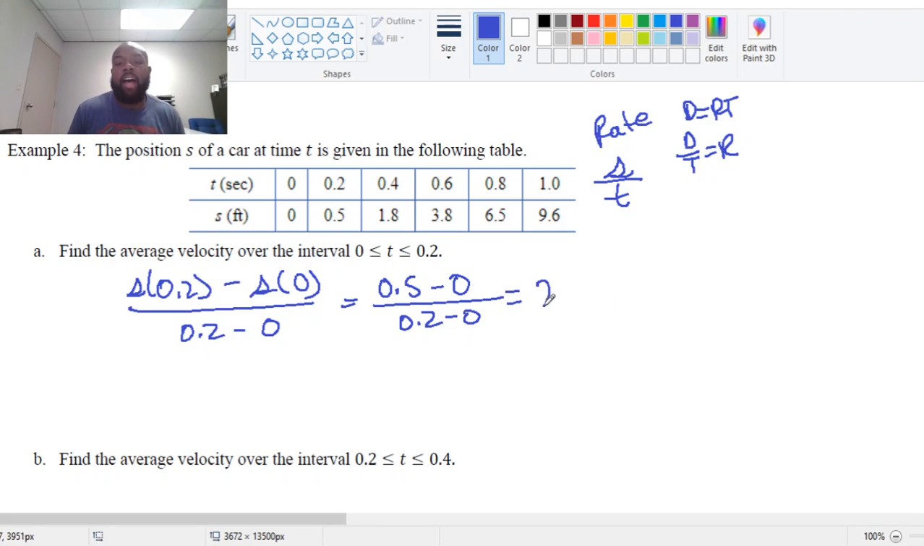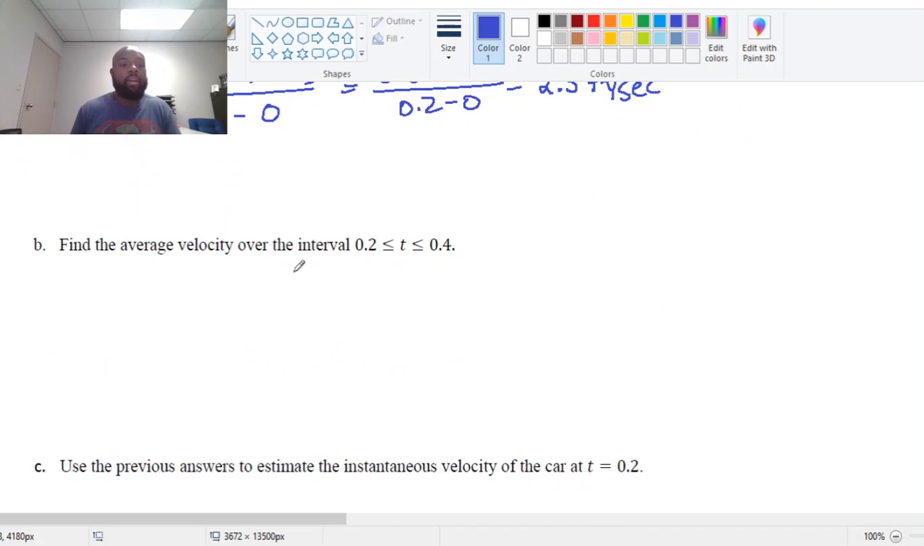That equals 2.5. And it's going to be the units of your numerator, which is S in feet, divided by the units of your denominator, which is in seconds, right? So that's your average velocity. That's like the average rate of change of position over time, or with respect to time. We're going to do the same thing from 0.2 to 0.4.